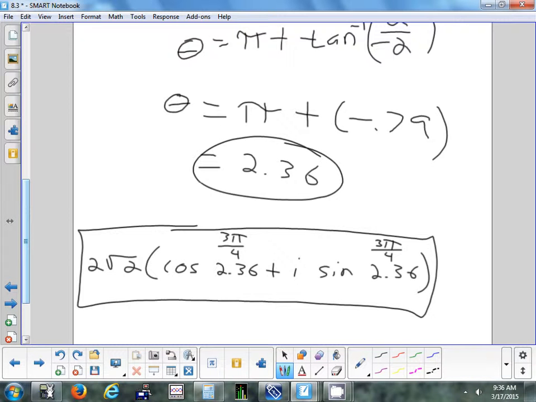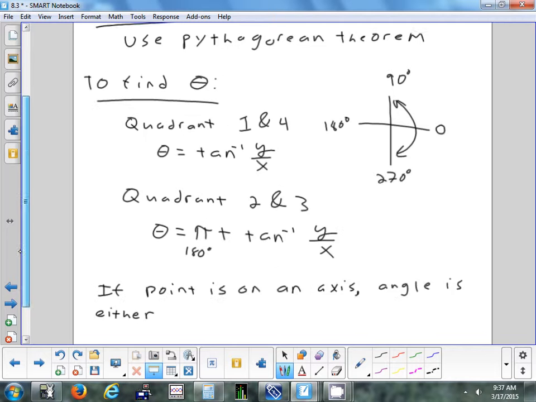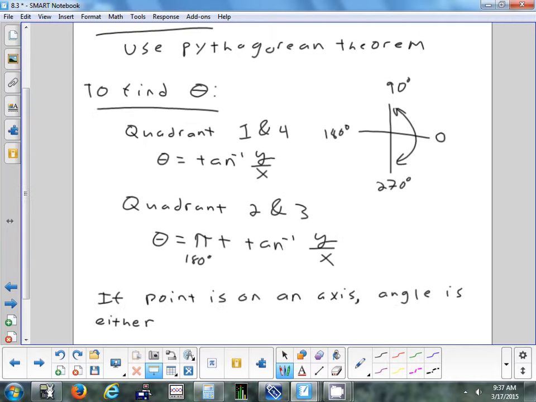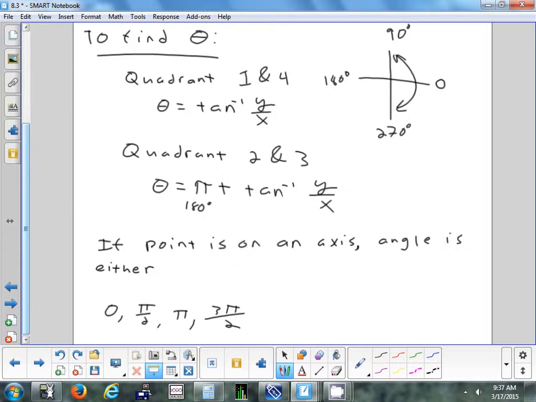So that's how you write a complex number in trig form. Use the Pythagorean theorem to find the radius. And then use one of these two formulas to find the angle, unless it's on an axis. Then your choices are pretty limited.